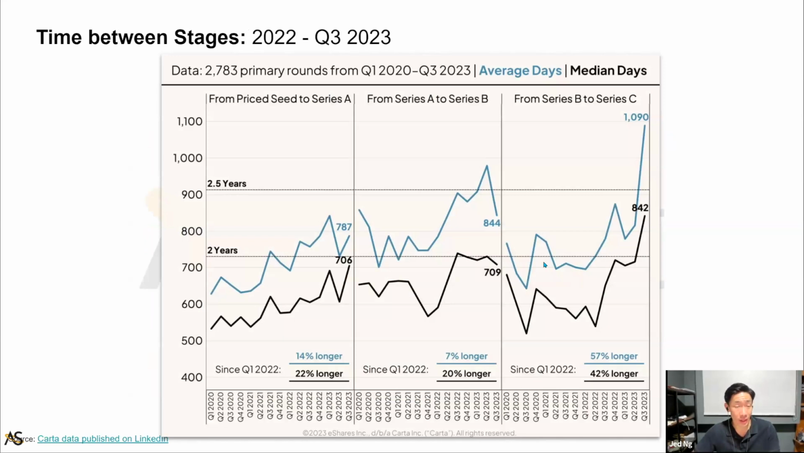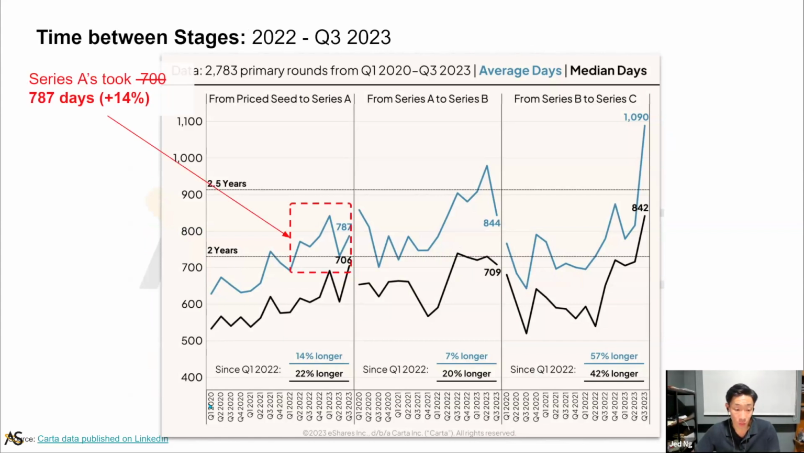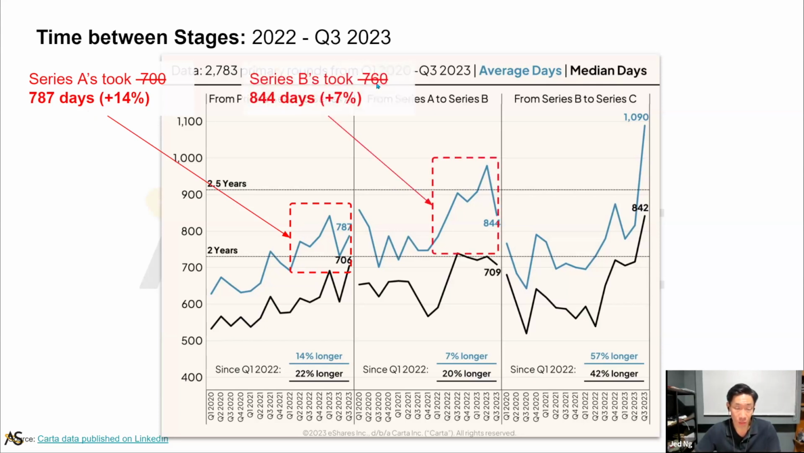And not only that, the time between stages is also increasing. Looking from 2020 up to Q3 of 2023, we see that Series A's took 14% longer to mature. So seed stage companies took 787 days to reach Series A versus 700 days in 2020. And from A to B, we saw a 7% increase from 760 to 844 days.